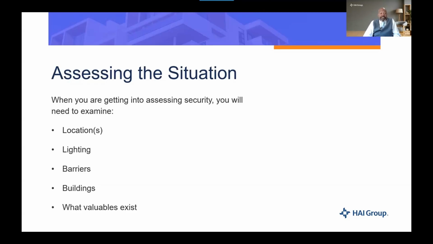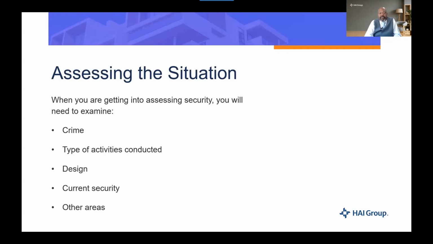You want to know buildings, building type, heights, a lot of the demographic information for the buildings, and what valuables exist. Do you have a department store located as a part of this particular community, or do you have other valuables? Is there a safe in the office? Again, you need to determine what valuables exist as you're assessing a location. You also want to look at what kind of crime is going on in the area, or that maybe the location has been a part of.